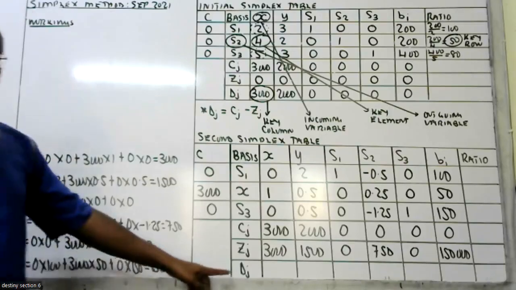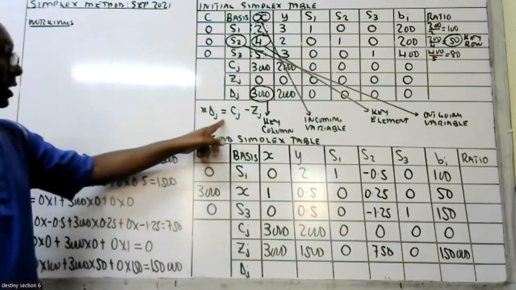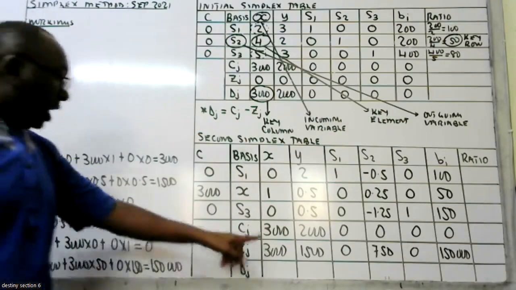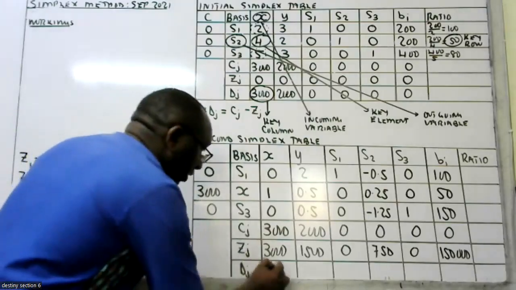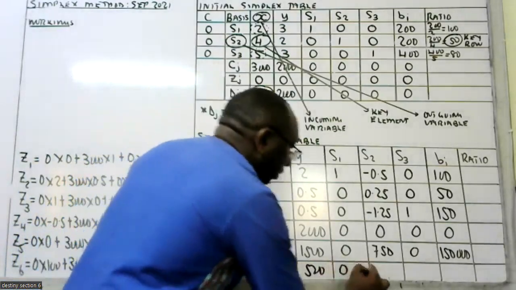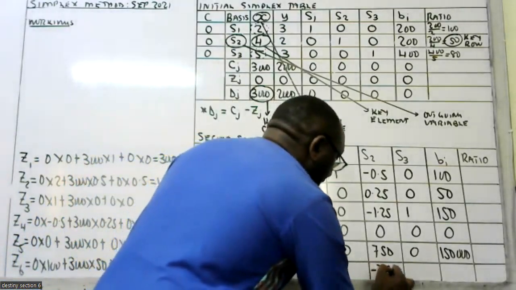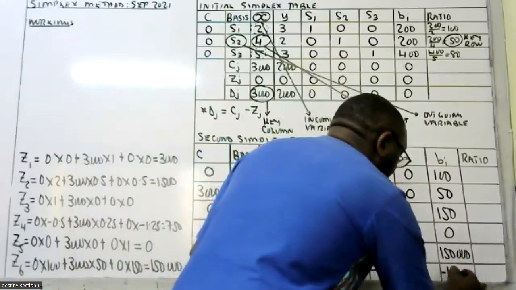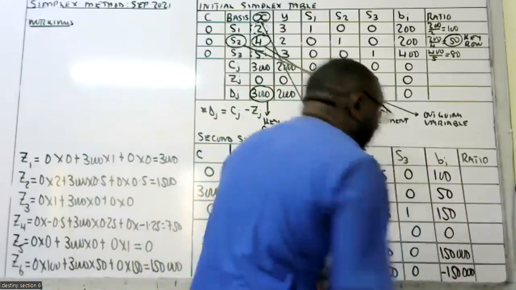For DJ, remember here we had said it is CJ minus ZJ. So 3000 minus 3000, that is 0. This is 500. This is 0. This is negative 750. This is 0. This is negative 150,000.